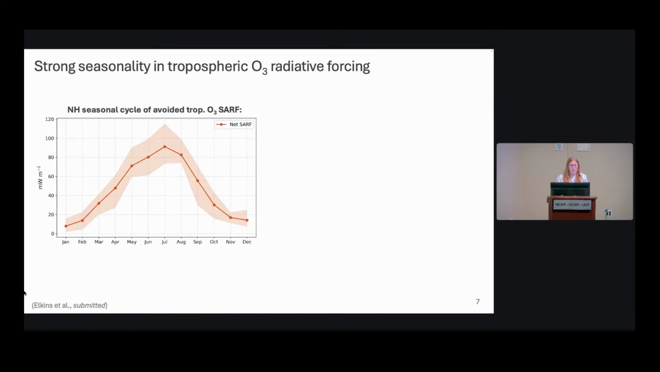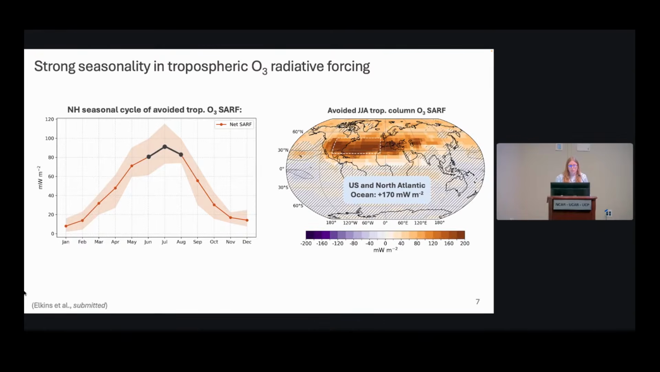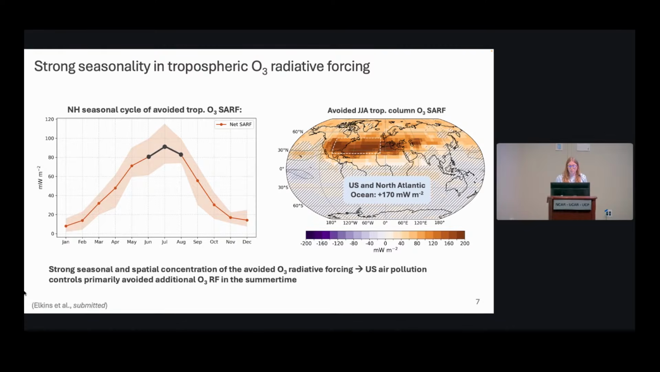We find that there's a strong seasonality in the tropospheric ozone avoided radiative forcing, and that's due to the seasonal cycle in ozone production itself. So here I'm showing the northern hemispheric seasonal cycle of that avoided tropospheric ozone SARF, which peaks in the summertime at about 85 milliwatts per meter squared in July. And then on the right-hand side now, I'm showing the column ozone avoided SARF for the June, July, August average. We see over that eastern US North Atlantic region that we avoid up to about 170 milliwatts per meter squared.